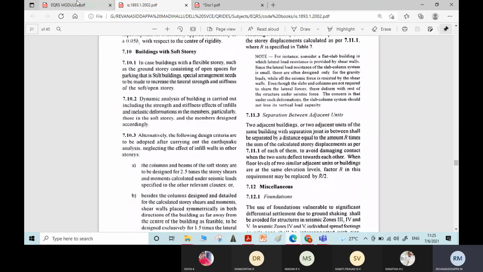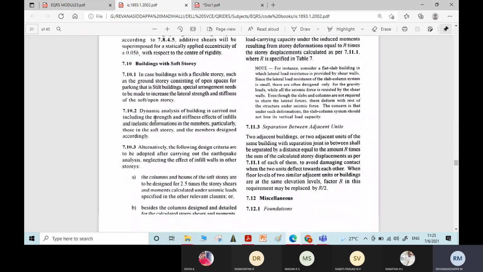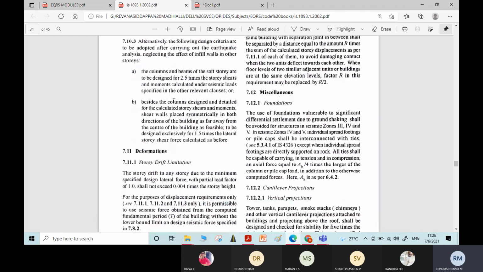Class number 7.10. Here you can see, in case of buildings with flexible story such as ground story consisting of open spaces, these are all the cases in which the soft story will come. That is the explanation. Here we have some guidelines, in these two points. Let us see what they are.